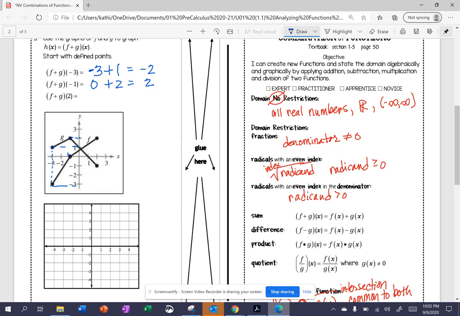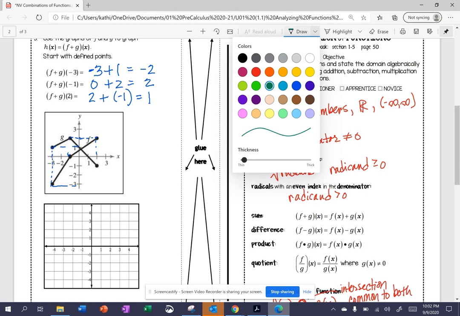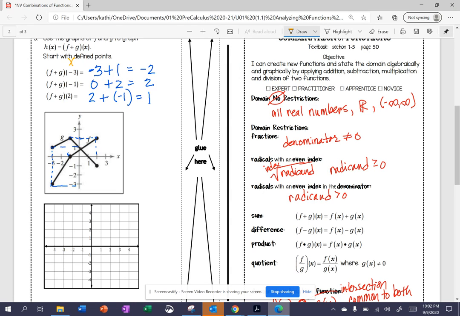F at 2 is 2. And g at 2 is negative 1. So 2 plus negative 1 is 1. So my new points are, this is x and this is y. So my new points are negative 3, negative 2; negative 1, 2; and 2, 1. So these are my new points that I'm plotting for my function h.